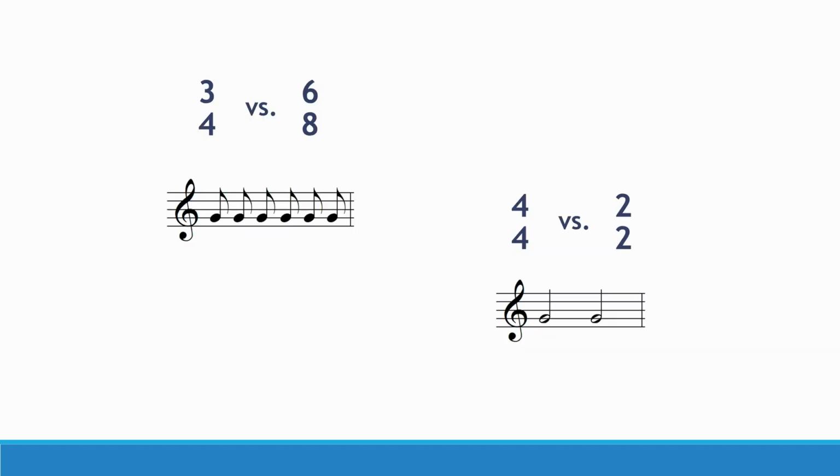For example, if I asked you these questions, would you be able to explain the answer? What's the difference between 3/4 and 6/8? How about between 4/4 and 2/2? The grouping structure is different, but I'm not sure that we're necessarily consciously aware of that.